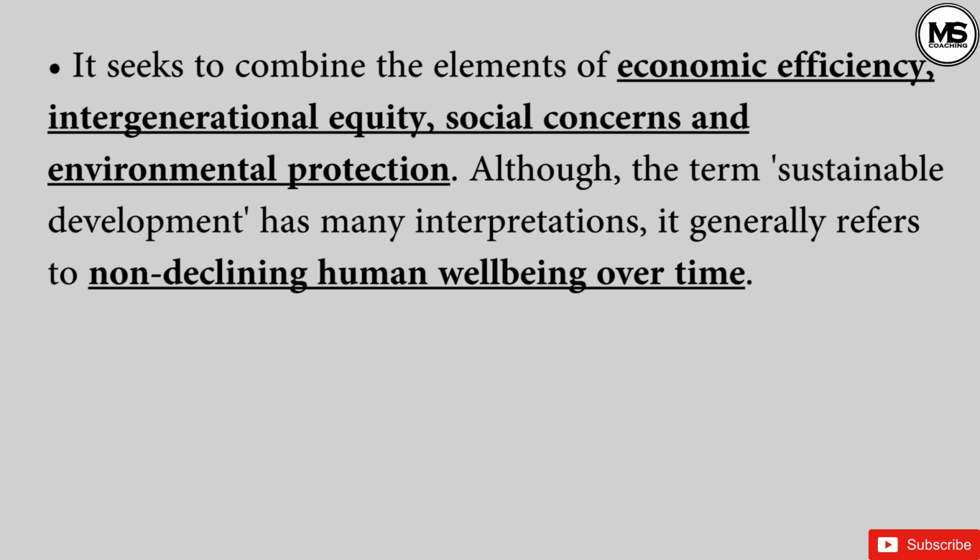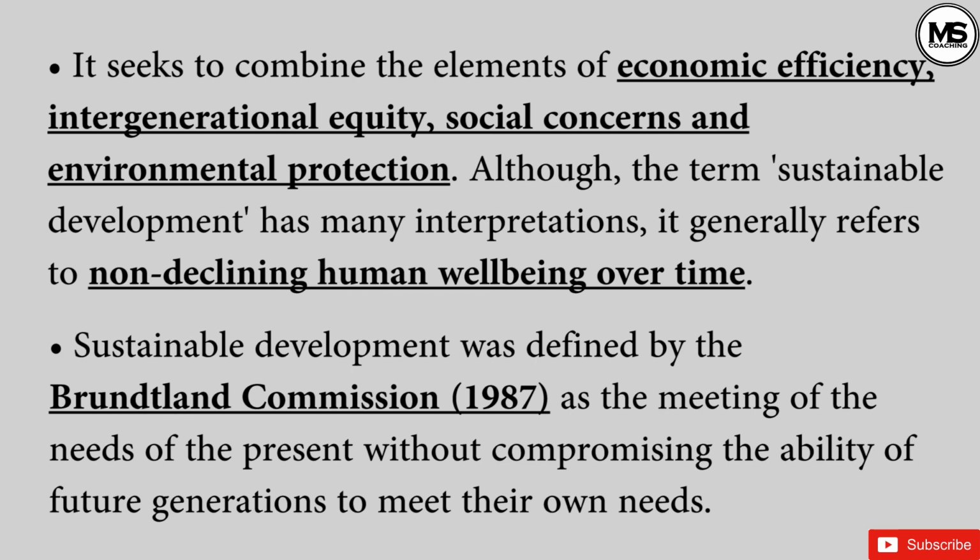Although the term sustainable development has many interpretations, it generally refers to non-declining human well-being over time. Sustainable development was defined by the Brundtland Commission, 1987, as the meeting of the needs of the present without compromising the ability of future generations to meet their own needs.